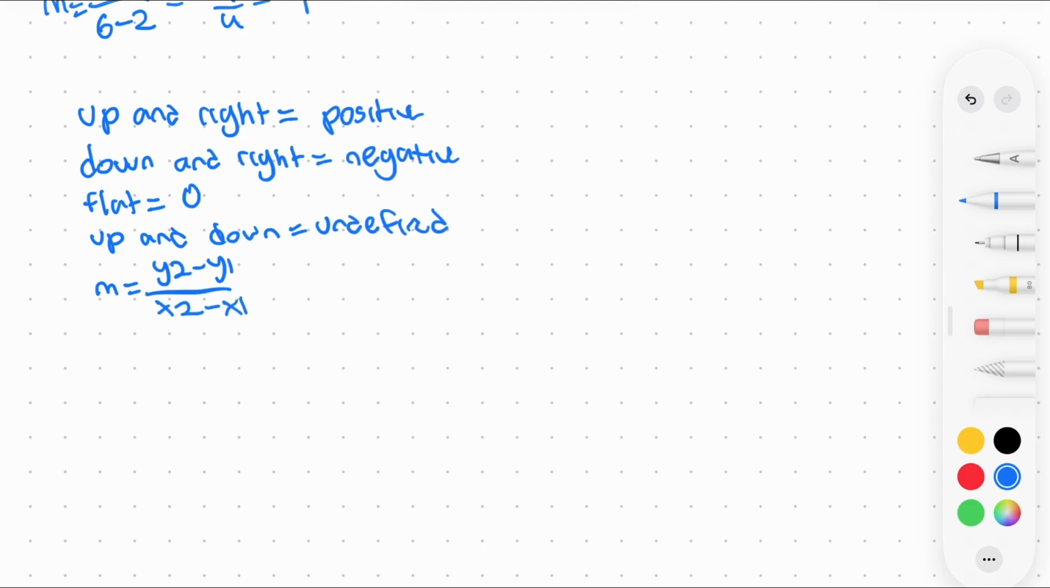So that's how you find rise, run, and how the direction affects the slope of a line.